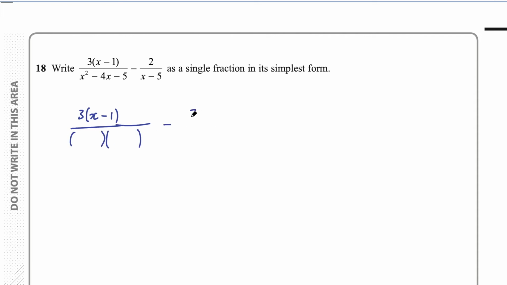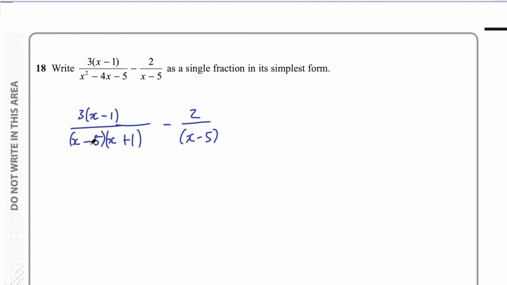And this is going to take 2 over x take 5. Okay, so I need multiples of 5 that make 4. Well, the only multiples of 5 are 5 and 1. So let me write those in, and they need to make -4. So this is going to be a -5 and a +1. If I expand those out, I'll have x squared take 4x take 5.